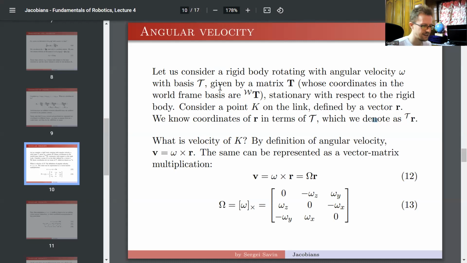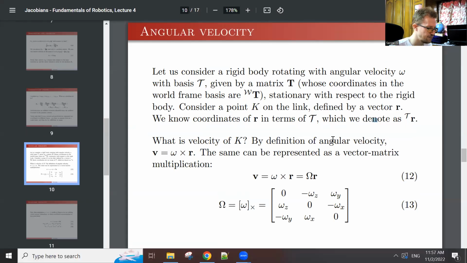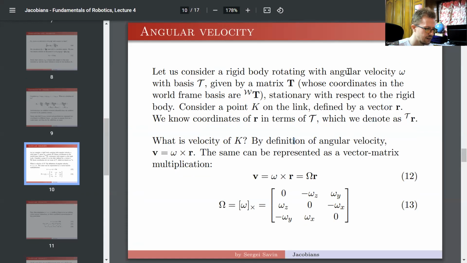All right, I think we can resume. So we discussed before the topic of Jacobians, basically derivative of a position of a point. We saw a linear relation between velocity of a point and generalized velocities.